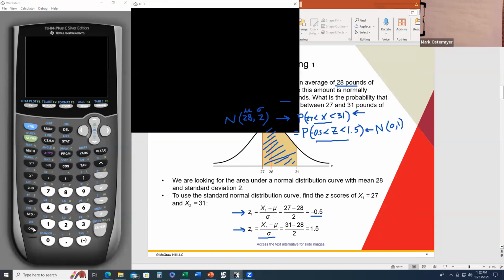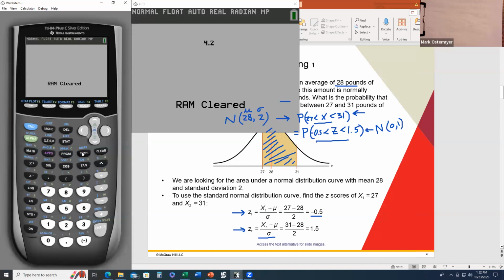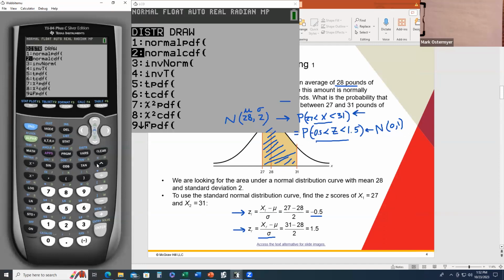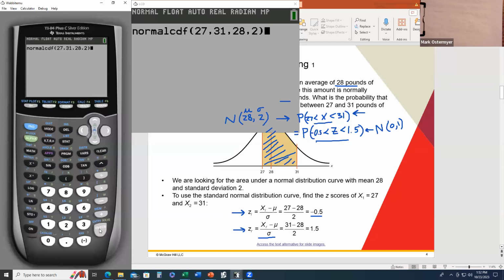So normal CDF. Left endpoint is going to be 27. Upper endpoint is 31. The mean of this distribution is 28. The standard deviation is 2. And there you go, ladies and gentlemen. The probability is about 0.625.